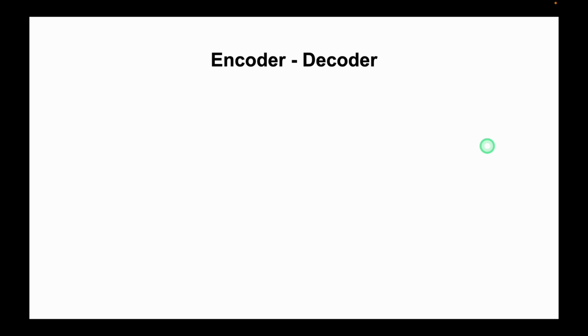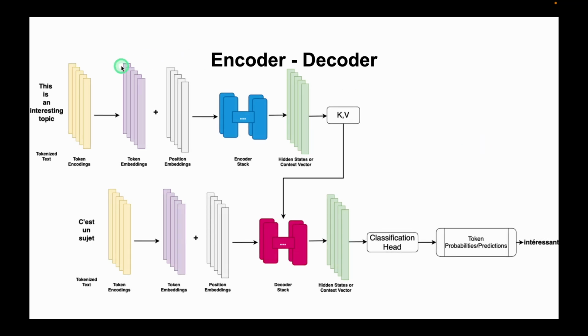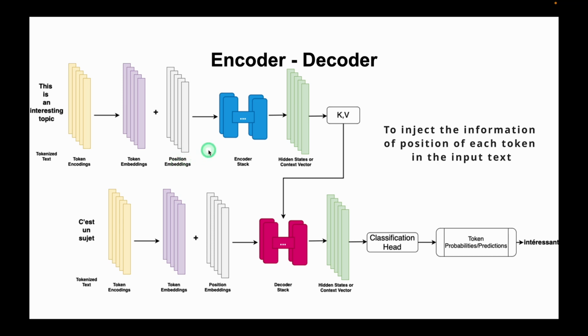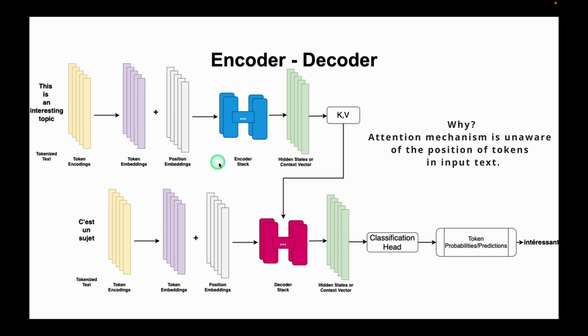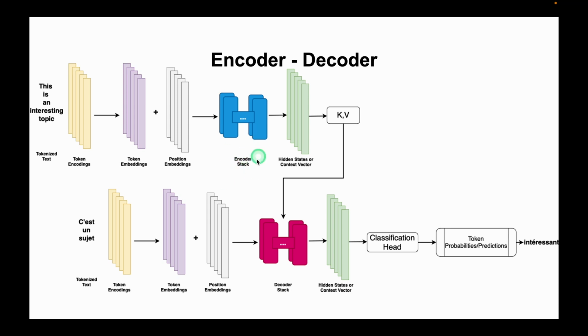Now, let's look in a stepwise manner at the flow of text from encoder to decoder. Initially, the input text is tokenized and converted to token embeddings. These token embeddings are then combined with positional embeddings. The aim of these positional embeddings is to inject the information of the position of each token in the input text. This is done because the attention mechanism is unaware of the position of tokens in the input text. Then, this text passes via the encoder stack or encoder layers.